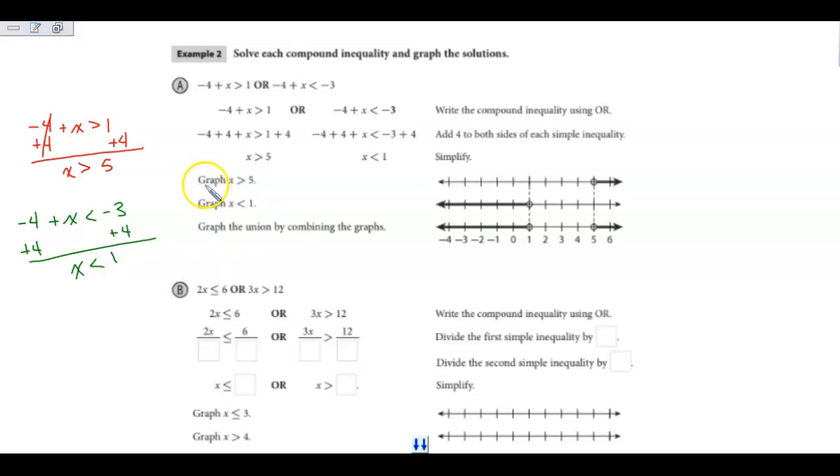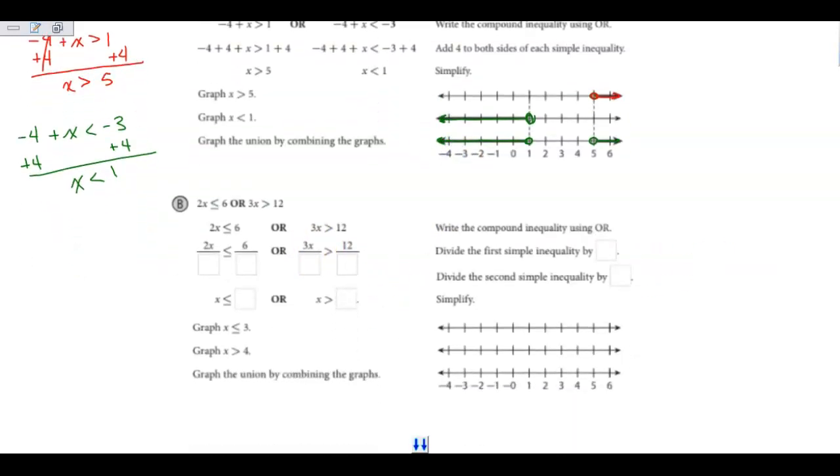So because x is greater than 5, it's an open circle. Oops, it's red. Keep them color-coded here. And then all real numbers that are larger than 5. When x is less than 1, it's less than, so it's an open circle, and all numbers to the left of 1. And if we graph the union, if we graph both of them, we see that we have our open circle, and to the right starting at 5, and we have an open circle starting at 1 and going left.